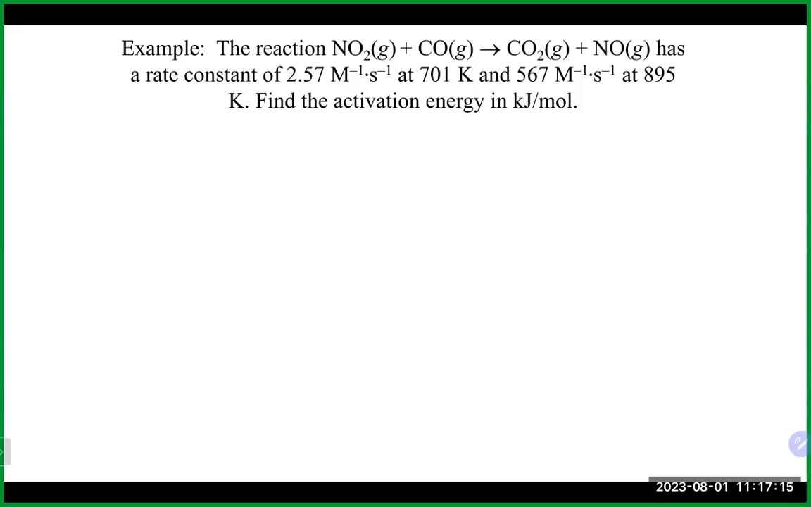Okay, let's take a look. So we're going to use our 2-point equation here. We do have a rate constant of 2.57, and that goes with a temperature of 701 Kelvin. We have another rate constant that is 567, and that goes with a temperature of 895. We see an increase in the rate constant, by the way, with the temperature increasing, right?